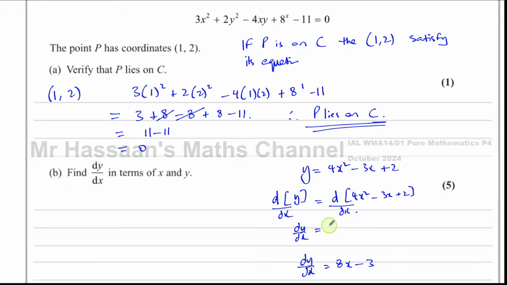With differentiation and integration, we can differentiate each term individually. So I'm going to differentiate x squared with respect to x, and I'm going to differentiate 3x with respect to x, and I'm going to differentiate 2, the constant, with respect to x. So this gives me 8x, this gives me minus 3, and this gives me 0. So we end up with dy dx equals 8x minus 3.